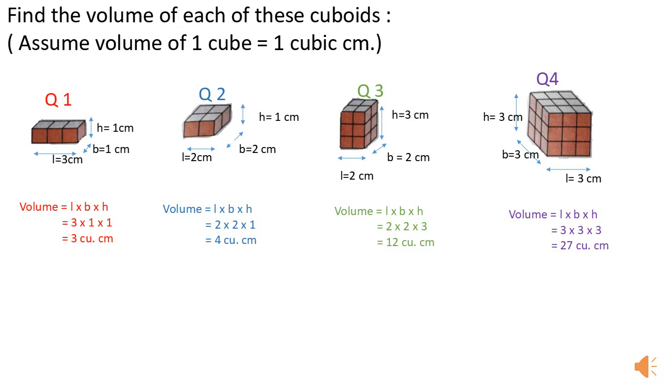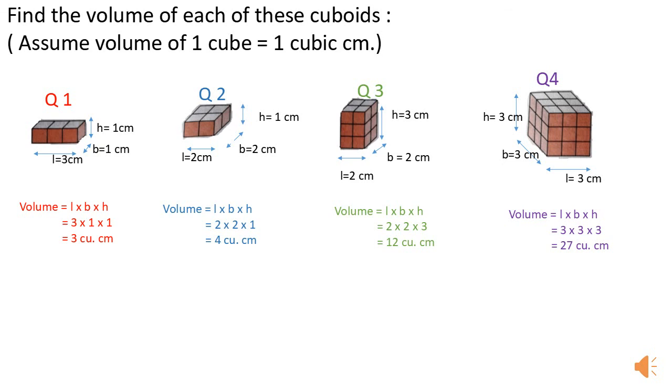Now see question number 3. You can see 2 cubes of 1 centimeter side are placed alongside. So length will be 2 centimeter, breadth is also 2 centimeter and such type of 3 layers are there. So height will be 3 centimeter. Now substitute the values of length, breadth and height in the formula for volume. So you will have 2 into 2 into 3. So 2 2s are 4, 4 3s are 12 cubic centimeter, right?